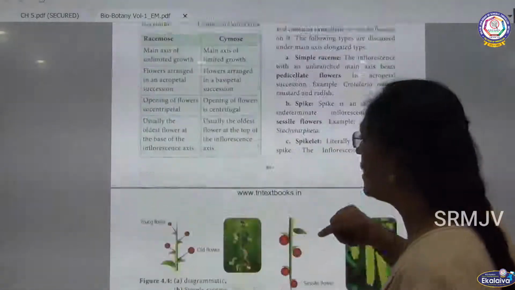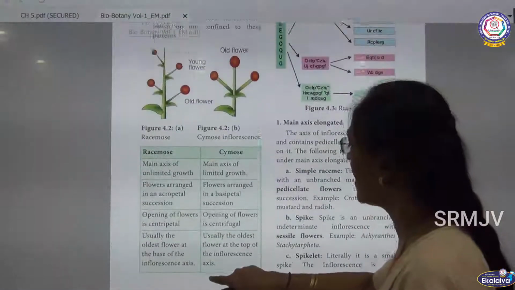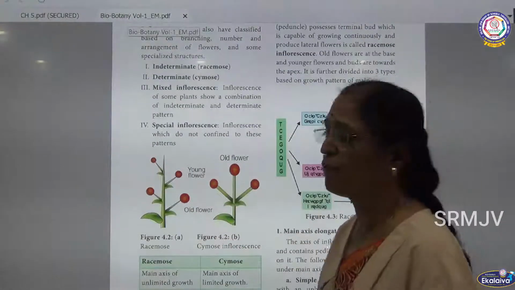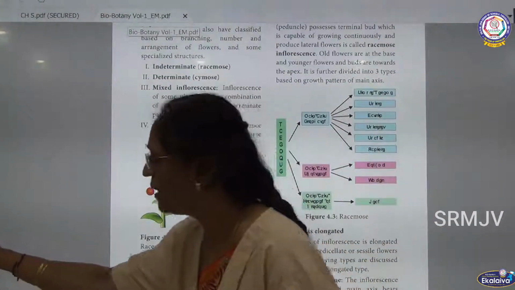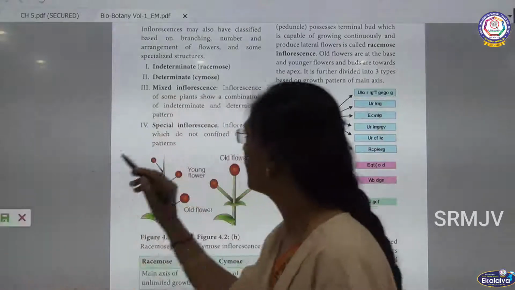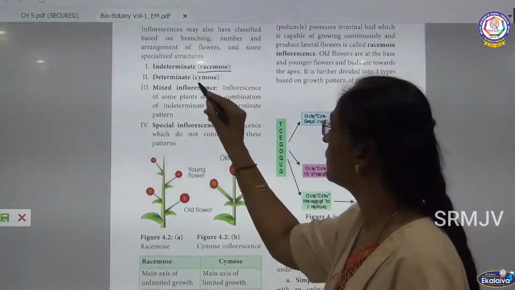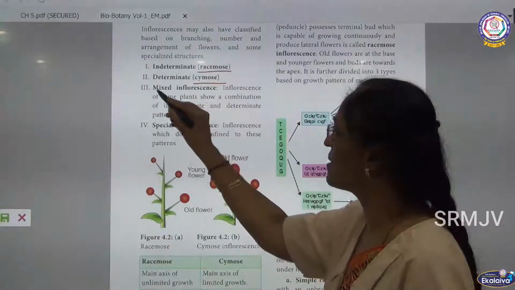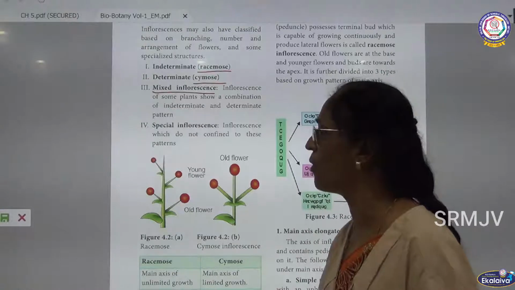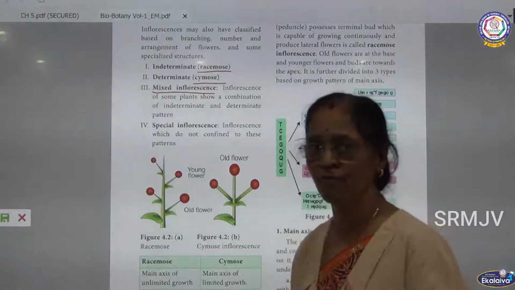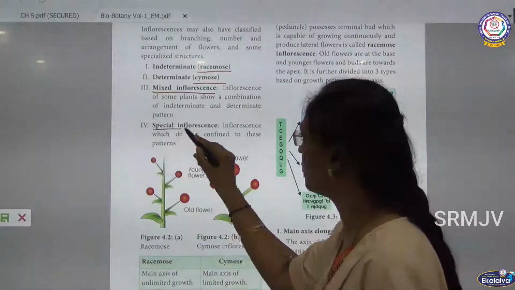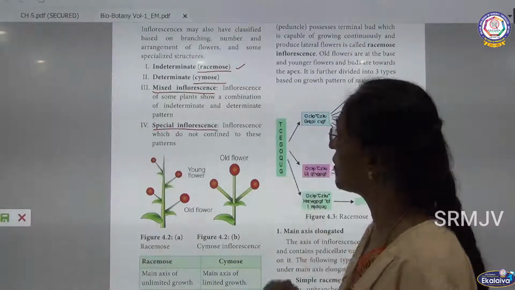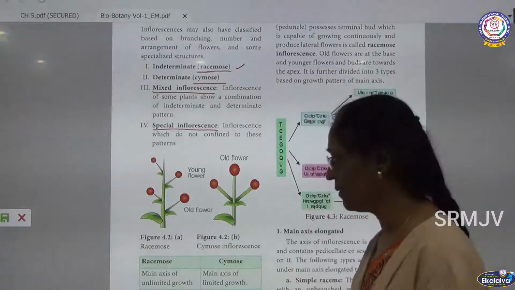Now, depending on the arrangement of the floral axis, the inflorescence may be of 4 different types. You call them racemose, cymose inflorescence, and a combination of racemose and cymose we call a mixed inflorescence, and the 4th type of inflorescence is called special inflorescence. Now, we will look into the first kind of inflorescence, what we call racemose.